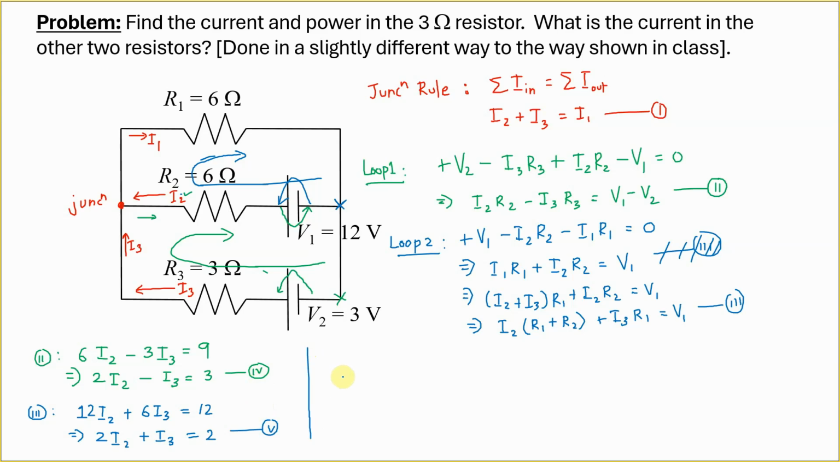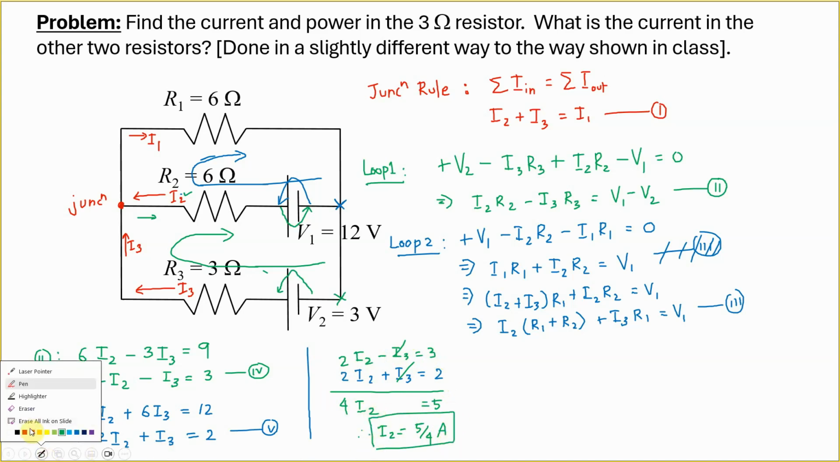So you have 2 I2 plus I3 equal to 2, and to that you can just add your fourth equation, which is 2 I2 minus I3 equal to 3. So if you add them together, I3s happily cancel out, plus and minus, you end up with 4 I2 that is equal to 5. So I2 is nothing but 5 over 4 amperes. So that is the current through R2.